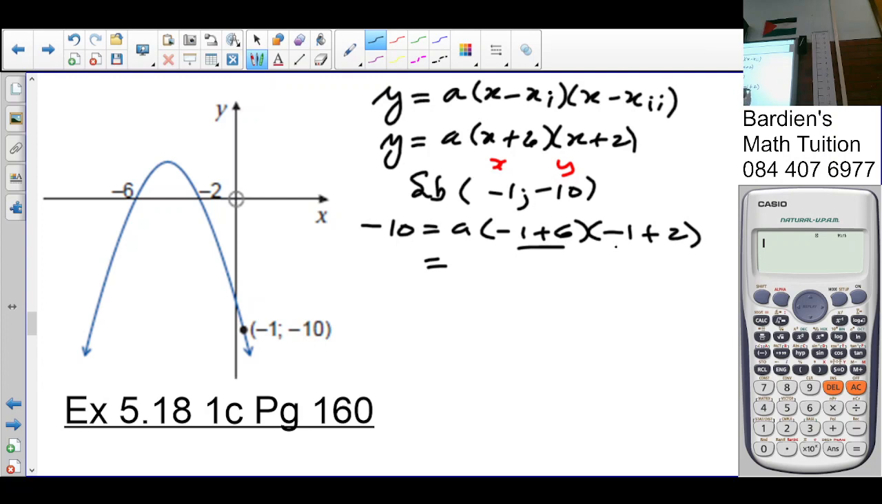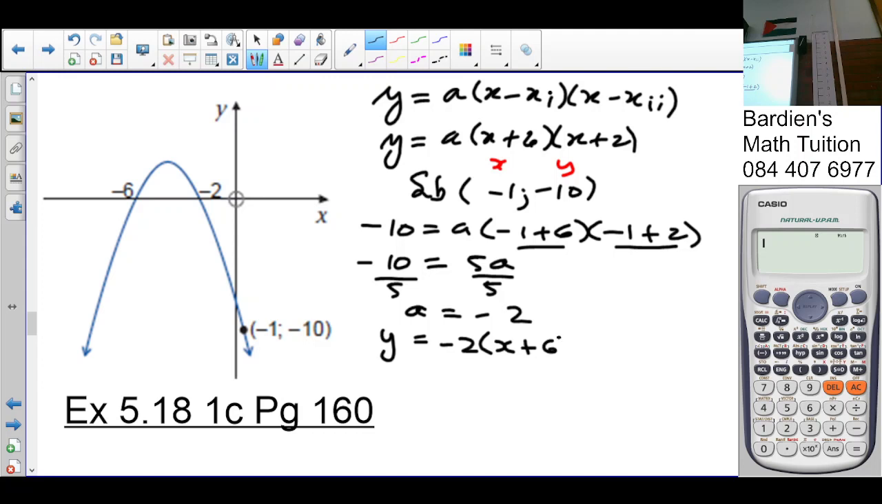Which then gives you 5 and 1, which is 5a equals negative 10. Divided by 5, so a is equal to negative 2. Which explains the graph being a maximum graph. Can you see that? The a value is negative. So we have y is equal to negative 2 into x plus 6, x plus 2. Get rid of the bracket, so y is equal to negative 2x squared, minus 16x minus 12, so it's minus 20.